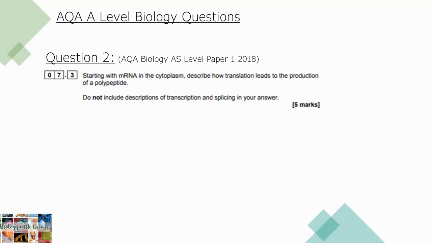So we know that the first stage is the ribosome attaching to the mRNA, and then the ribosome finds the start codon AUG, and then tRNA brings the specific amino acid to the mRNA on the ribosome, and tRNA's anticodon complementary base pairs with the codon on mRNA, and then the ribosome moves along to the next codon. So then this process is repeated and the amino acids are joined by peptide bonds, and this is using energy from ATP.